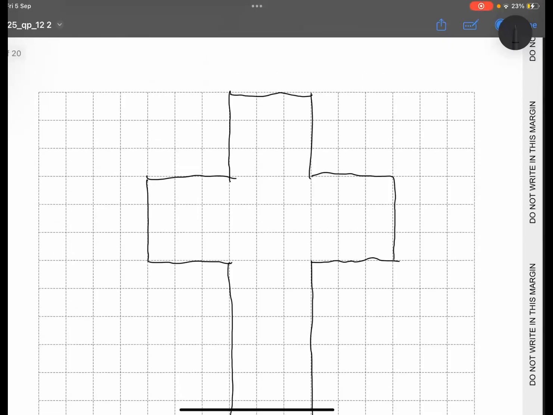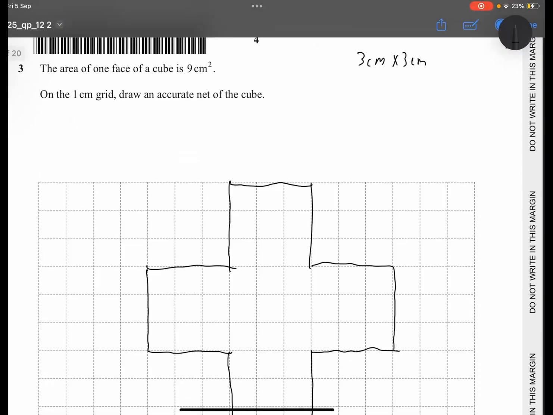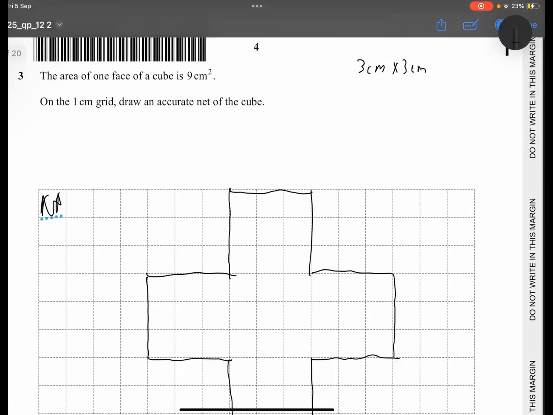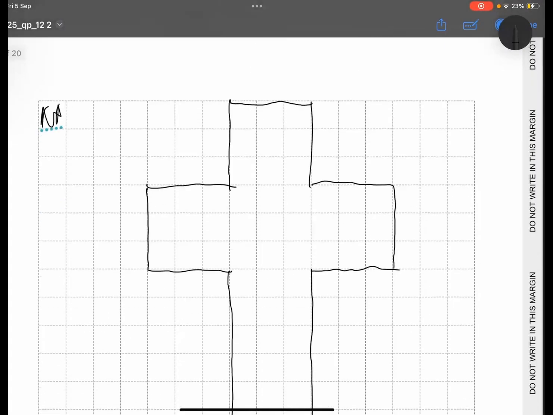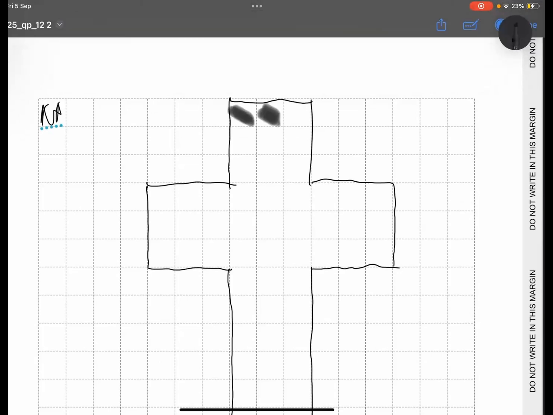Now, that is your answer. Since the area of one face of a cube is 9 centimeters square, and one of these is equal to 1 centimeter, you can count the number of squares inside of one face, and you can see that the answer would always be 9. If we count over here, one box, two box, three box, 4, 5, 6, 7, 8, 9. See, we get 9. The same is the case with this face.